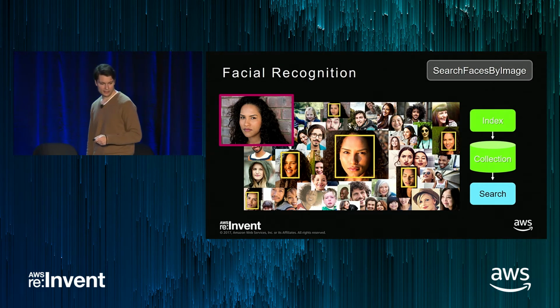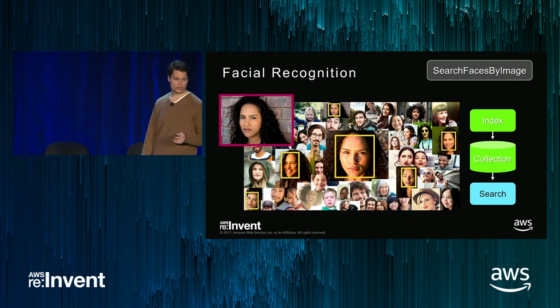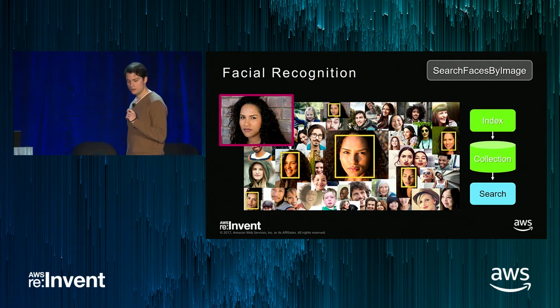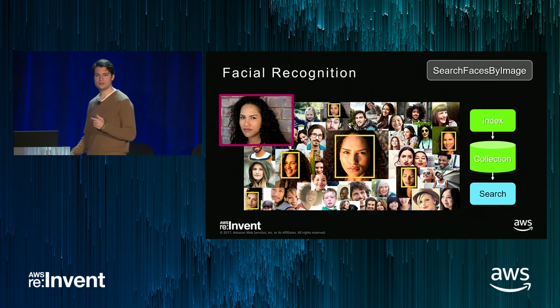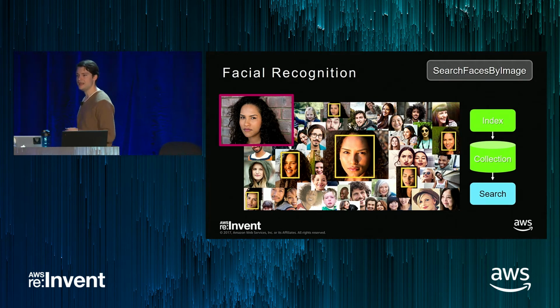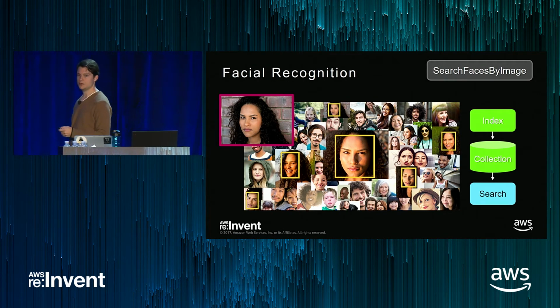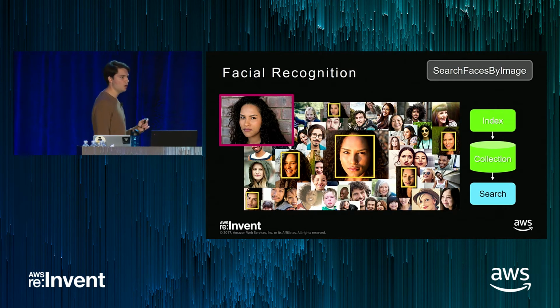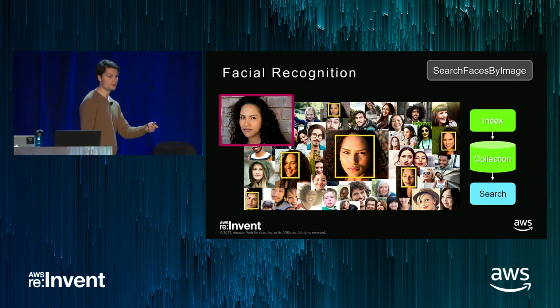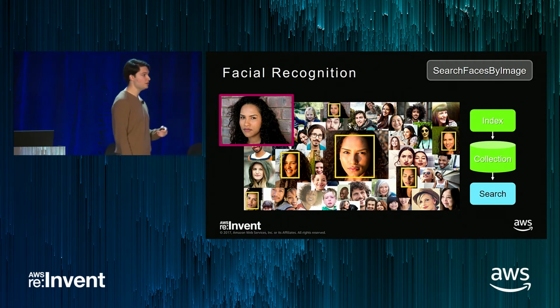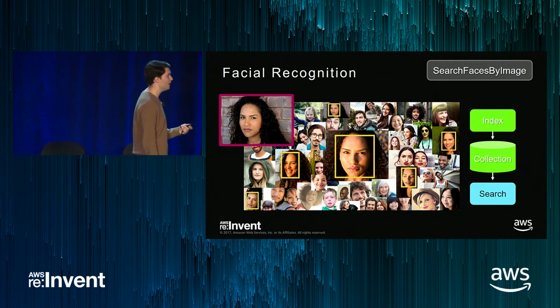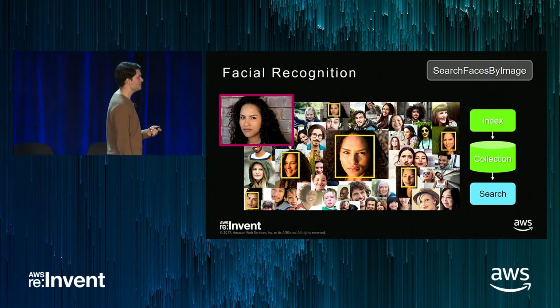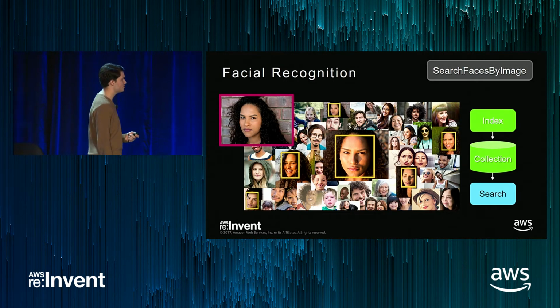You also have the ability to send in an image through the Search Faces by Image call. Rekognition will find the largest face present in the frame, and it will scan your face collection to find if there's a match. You're able to configure a similarity score for how confident you want Rekognition to be before it returns a result to you. And it can return as many results as you would like, I think up to 4096 results.